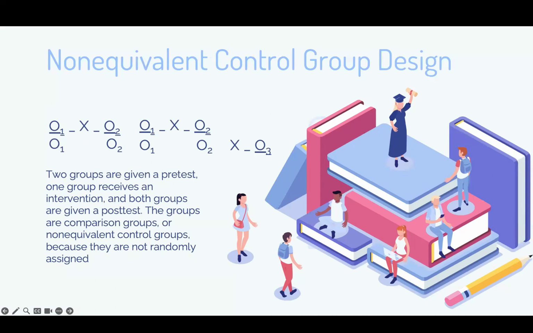So, non-equivalent control group design is a quasi-experimental approach, right? Commonly used in social work. And the notation O1 X O2 we have discussed, and O1 to O2 represent the comparison group, is still very important to acknowledge. These groups are termed non-equivalent because they lack randomization compared to experimental designs.